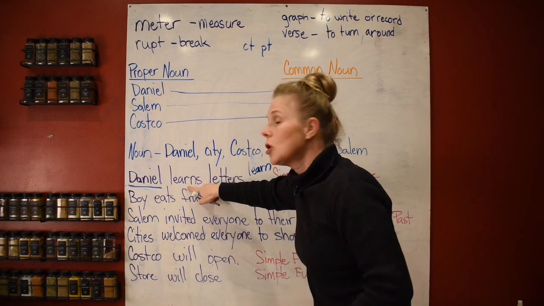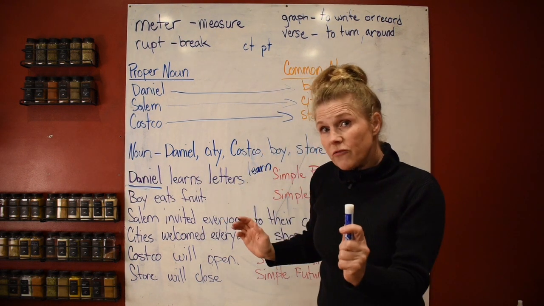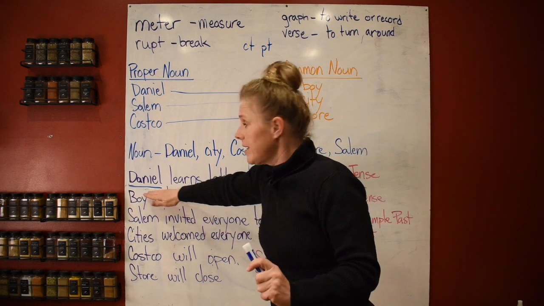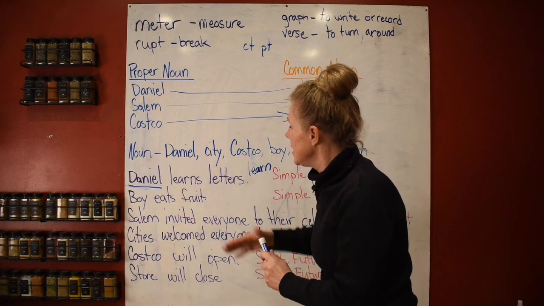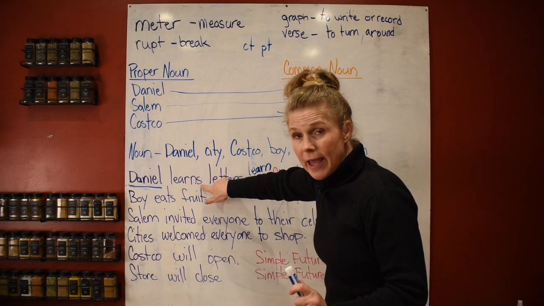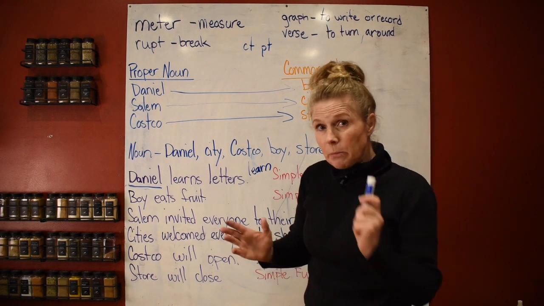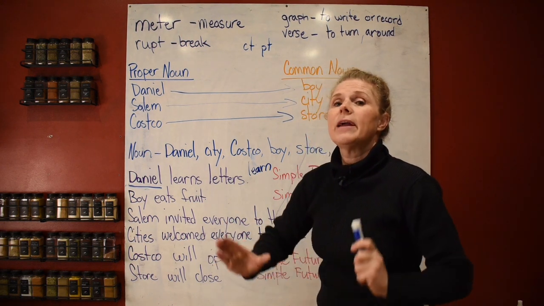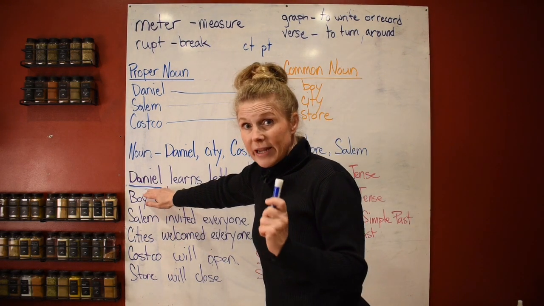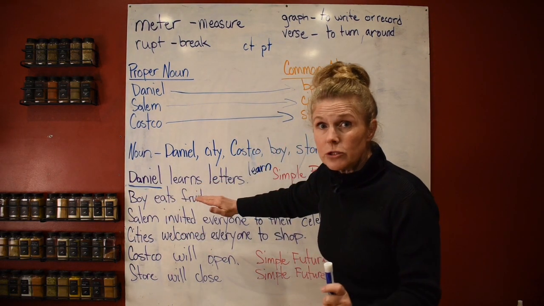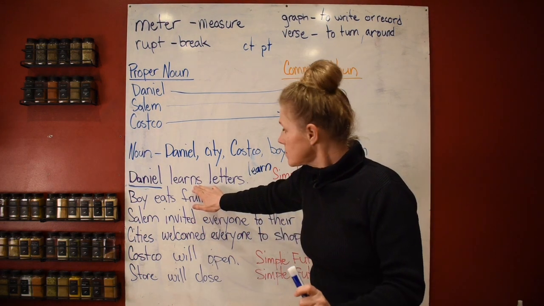Learn. Daniel learns letters. But this is what's so confusing. Daniel is singular. Learns is singular, even though it has this S on the end. That's what's going to be really confusing. When you say it's plural, I would say think about it going on the noun for plural for right now. The verb will confuse you. The S on the end of verbs is very confusing.